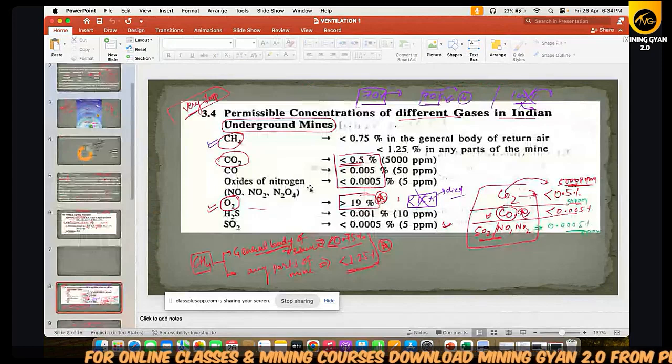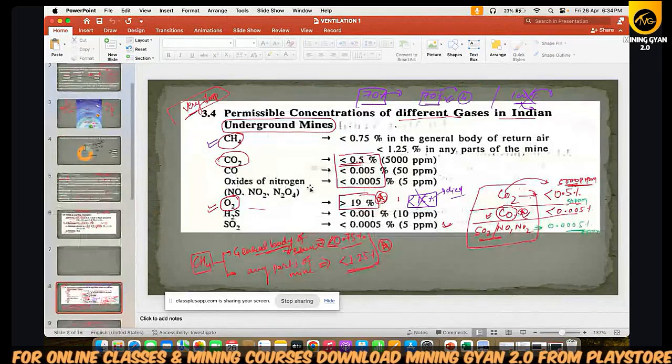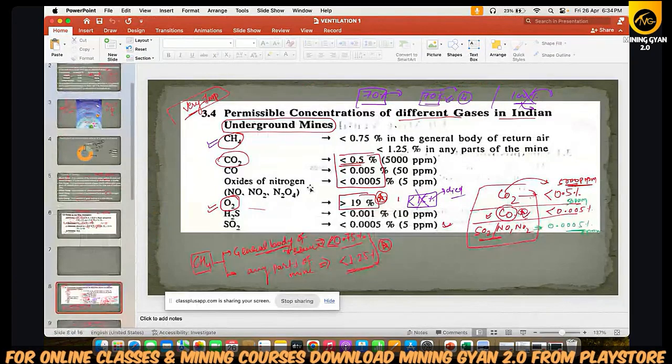Then we have seen the permissible concentration of different gases in Indian underground mines. For CH4, we have discussed that in the general body, the percentage of CH4 is 0.75, and in any part of the mines, it will be lesser than 1.25%.